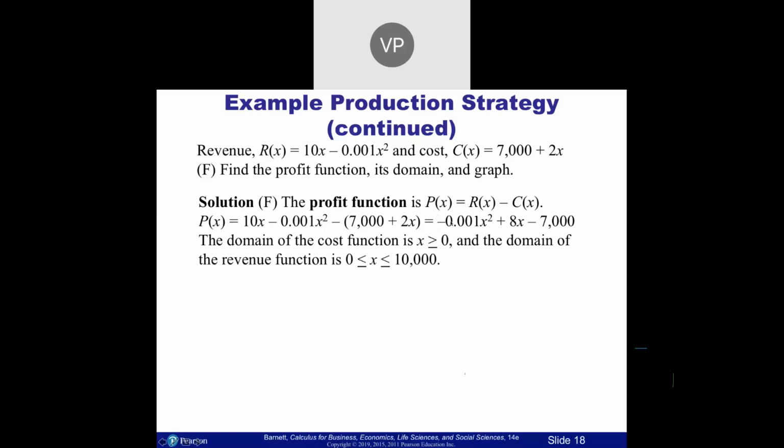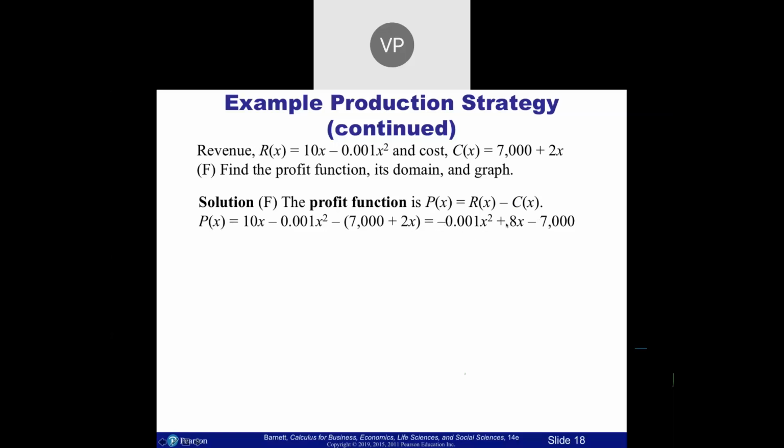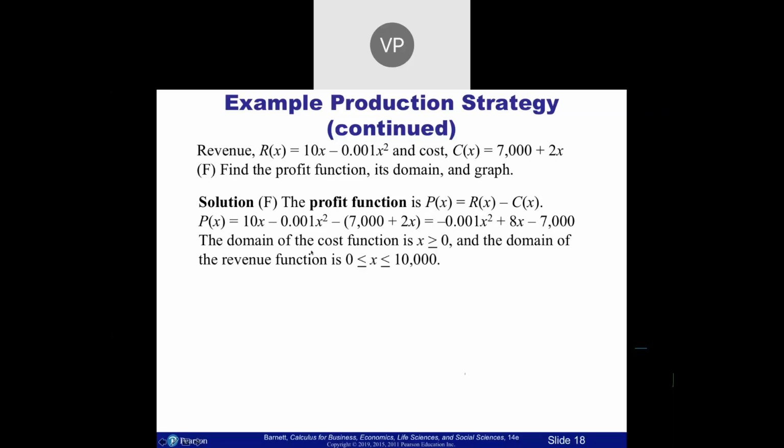And notice, before I get to that domain, this is a polynomial. It has an x squared term and a number. It is going to be a parabola. Because this is a negative first term, it's going to be a downward parabola. Now again, the domain is going to be the same thing. Because you had it between 0 and 10,000, that's going to apply here. Everything in this homework, in this problem, is going to have the same domain. Your profit function is also going to be between 0 and 10,000.